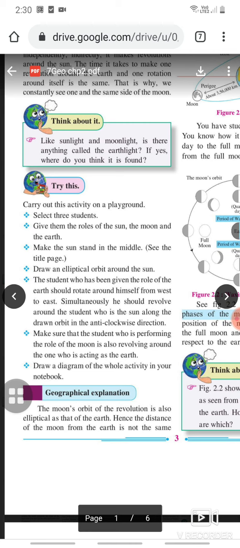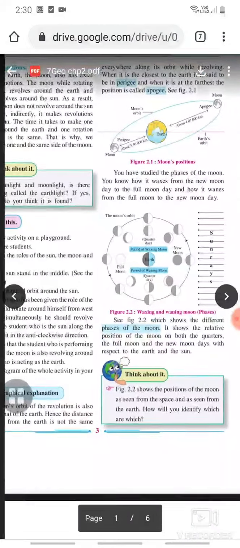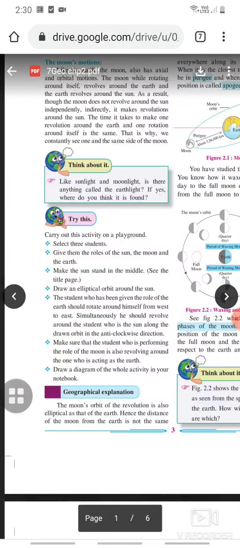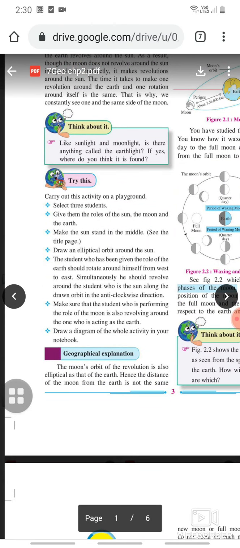Carry out this activity on a playground, please. Select 3 students. Give them the roles of the sun, moon and the earth. Make the sun stand in the middle. Draw an elliptical orbit around the sun.